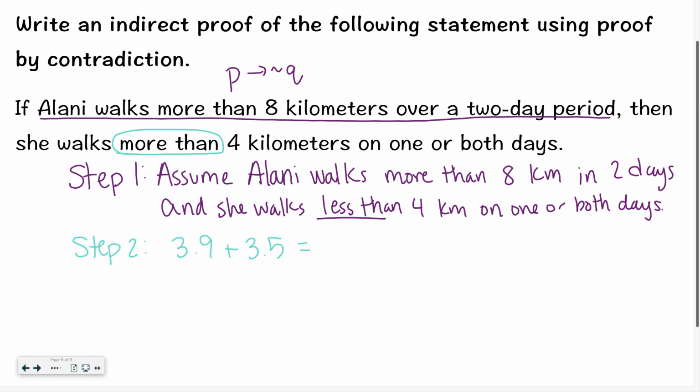And if I did that, I would end up with 7.4. Even if I did 3.9 plus 3.9, I'd end up at 7.8. And both of those numbers, it doesn't matter what 2 numbers you plug in, you're never going to get to more than 8 kilometers. So you can see that these 2 items are both less than 8. And I can actually write that a little nicer for you guys. I can say 7.4 is less than 8, 7.8 less than 8. All of those numbers are going to be less than 8.